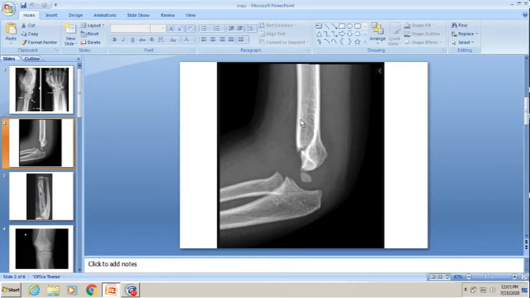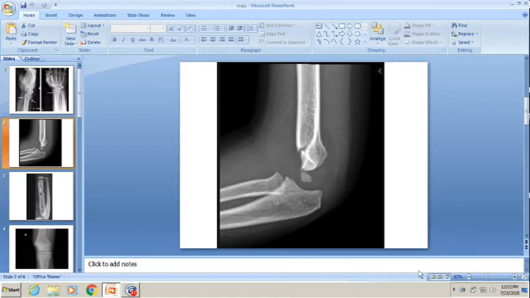Crescent sign. Okay, crescent sign. What else? There is a line which you can make from this anterior cortex straight down. Anterior humeral line. It usually passes through the capitulum, anterior 1/3 and posterior 2/3. So it must pass through this part. But as you can see, this is slightly displaced forward. So this line will not pass through the capitulum. It will pass straight in front of it.